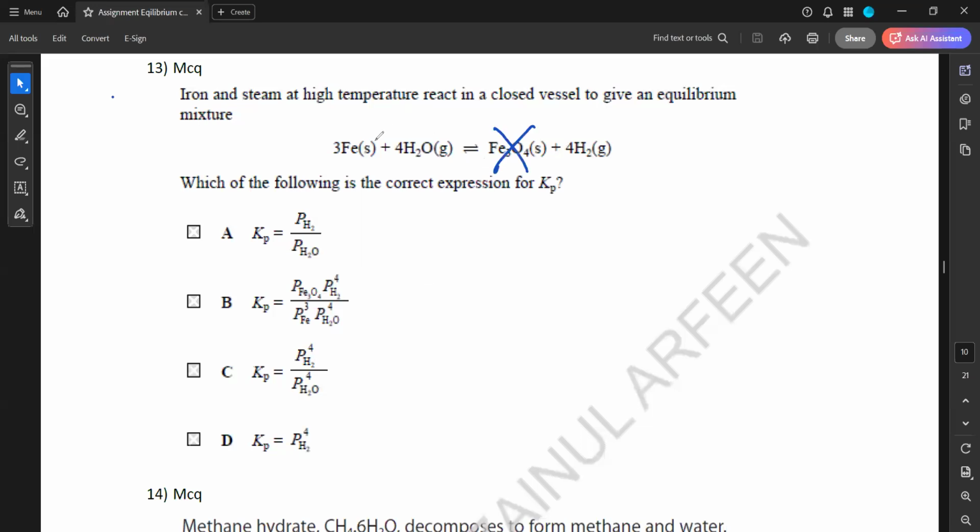So this is a solid, no need to include. So we have hydrogen, the product, divided by reactant. So C will be the right answer here.